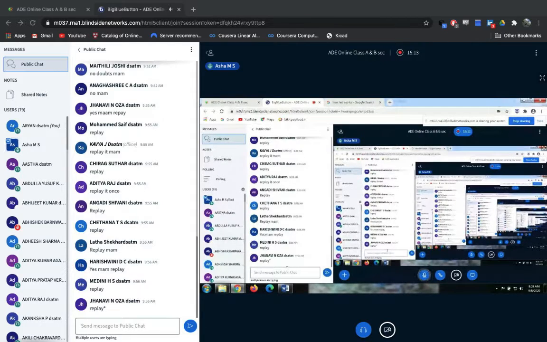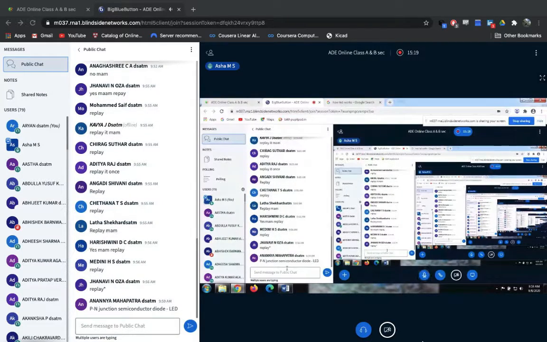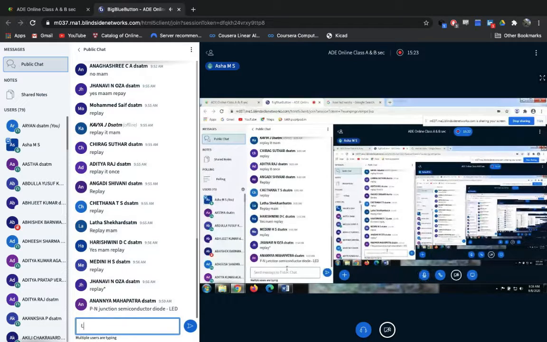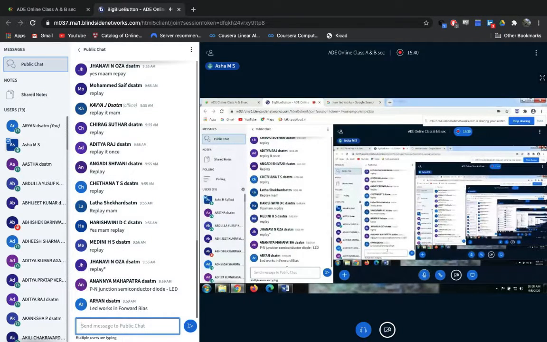Semiconductor material used in LED is gallium arsenide. Yeah, very good. Next. An LED is a PN junction semiconductor diode. Yeah, okay. An LED works in forward bias. Okay, very good.